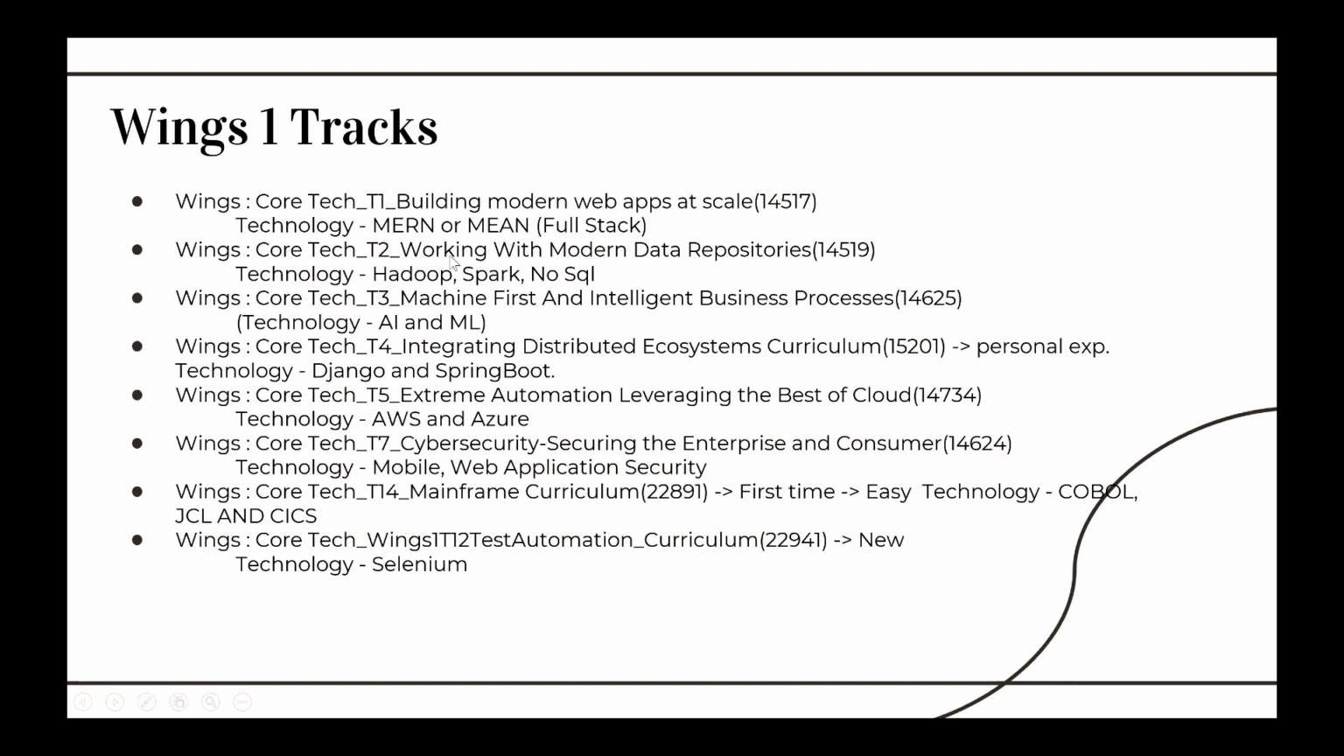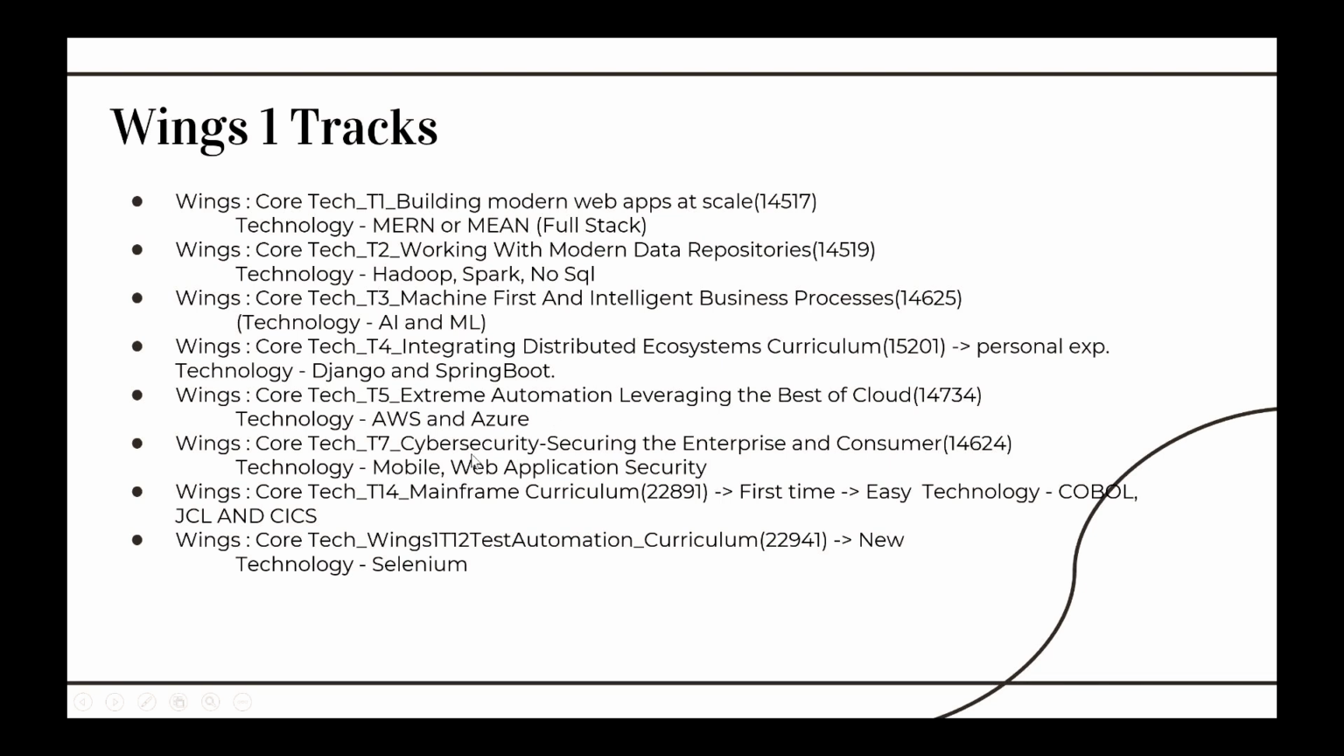For T2, you will have this working with modern data repositories, that is Hadoop, Spark, NoSQL. If you are opting for the T3 exam, then you can have machine learning, business intelligence, business processes. These are related to AI/ML. And if you are opting for T4, then you have integrating distributed ecosystem curriculum. These are basically the backend you need to learn like Django and Spring Boot. T5 is extreme automation leveraging of the cloud. These are basically cloud technologies, AWS and Azure.